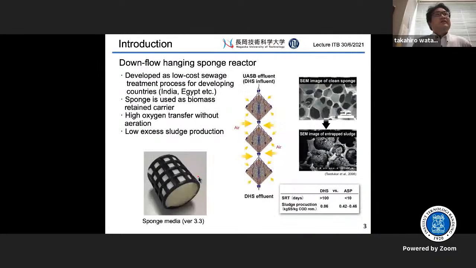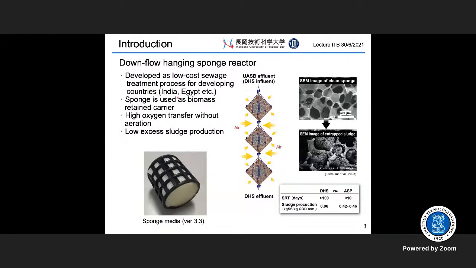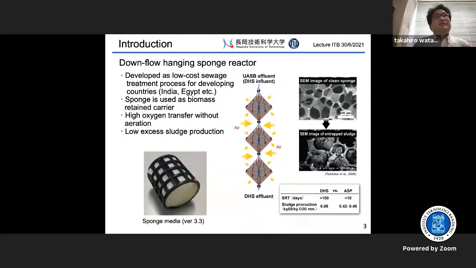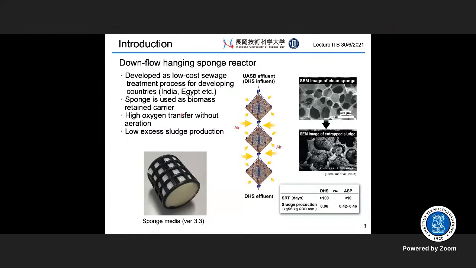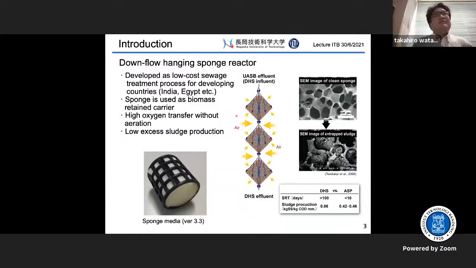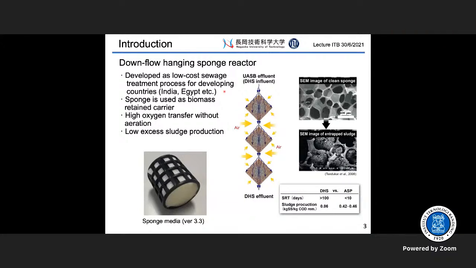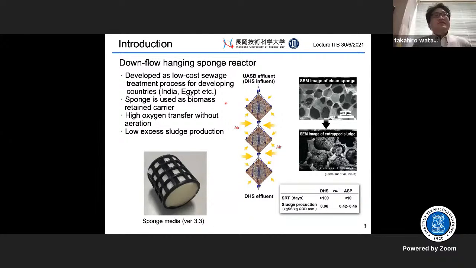So in order to treat these wastewaters, we are applying our wastewater treatment technology. This technology uses a sponge, and it was developed as a low-cost sewage treatment process for developing countries. Actually, my research group developed this system and applied it in India, Egypt, and Thailand for full-scale sewage treatment. And this sponge can retain a large amount of biomass. Here is a SEM image. This is the pure sponge carrier, but after operating, biomass lives inside the sponge carrier.